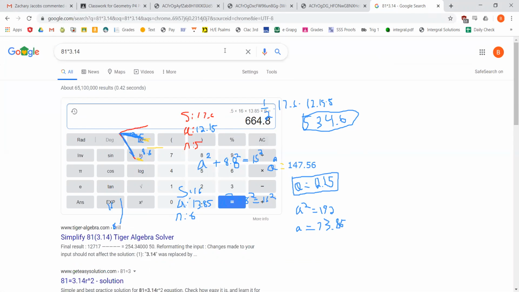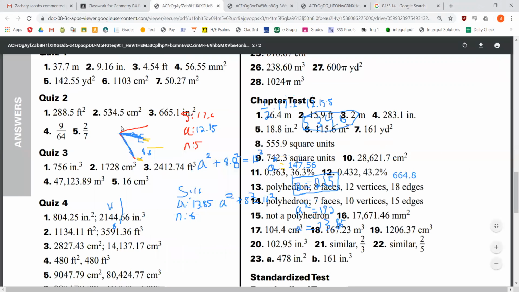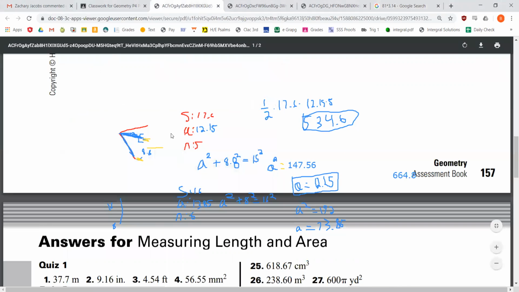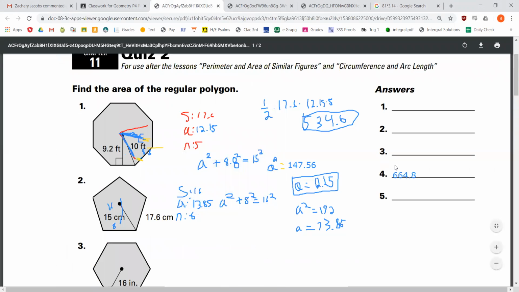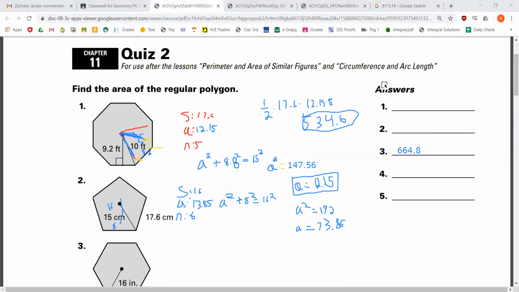That's 664.8. And then let's see. That's the answer. Number 3, 665.1, in the 1 point off range. So that's fine. Yeah. Okay, thank you. Thank you so much. Hey, no problem. Sorry for holding you guys late. It's okay, thank you. No problem.